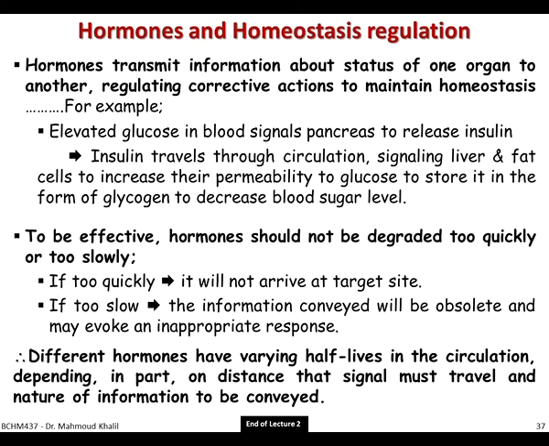No, doctor, thank you so much. They cross the membrane.